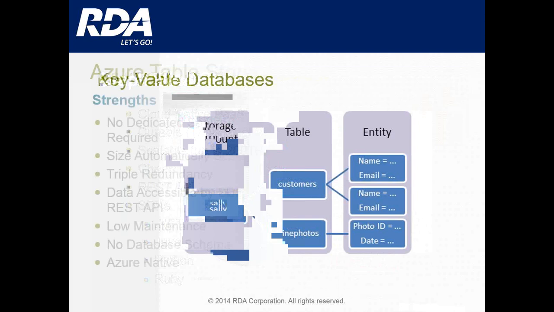The size automatically scales. You put more things in your table account and it gets bigger, right? Unless you ever exceed that 200 terabyte limit, you don't have to worry about scalability, right? So it's something else that they're taking on their shoulders that you don't have to deal with. Triple redundancy, like we talked about.